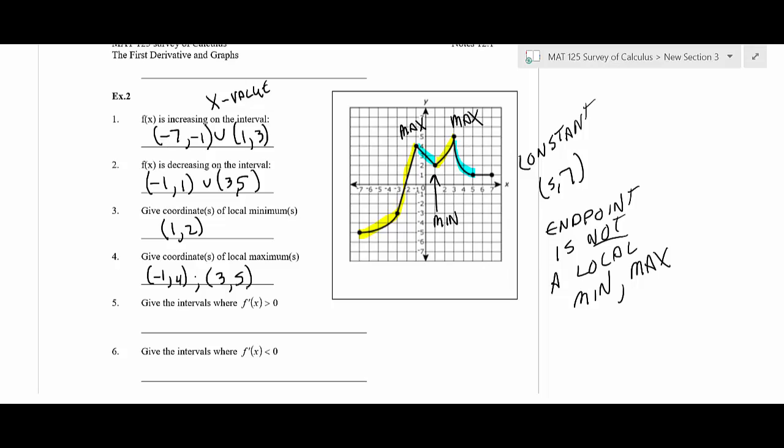Okay? So on the increasing and decreasing, you're only listing the x values, yes. And then the coordinates of the minimums and maximums, you're given a point. That's not an interval. Yeah, so if I want a coordinate, that's not an interval. Okay?